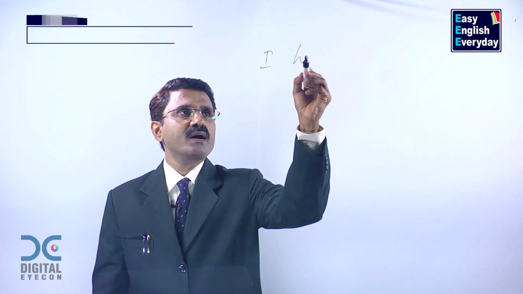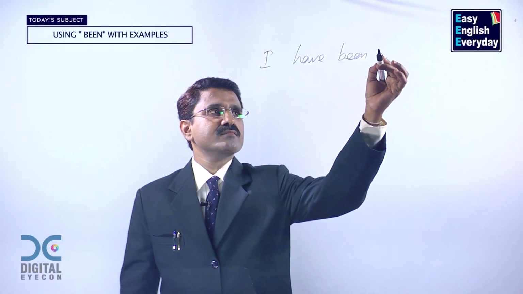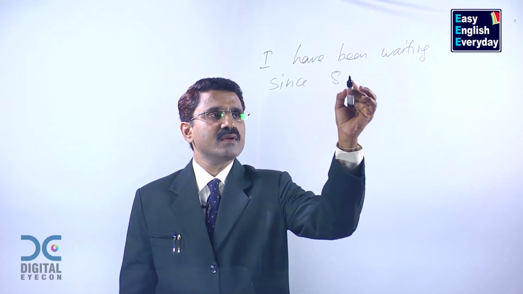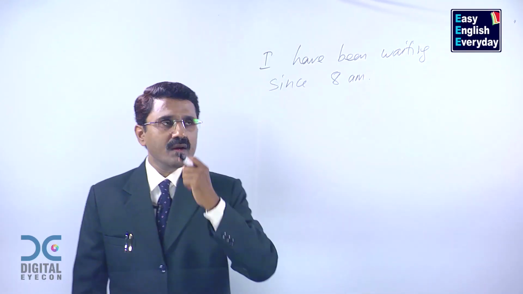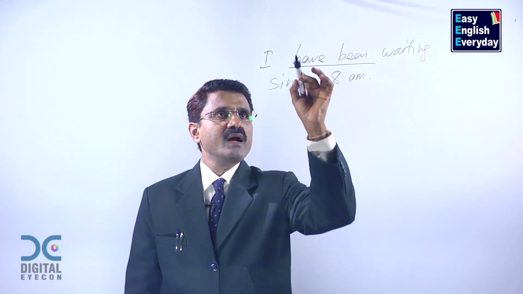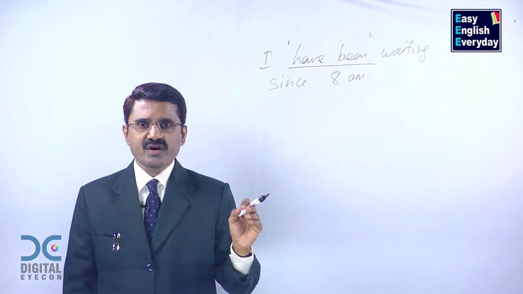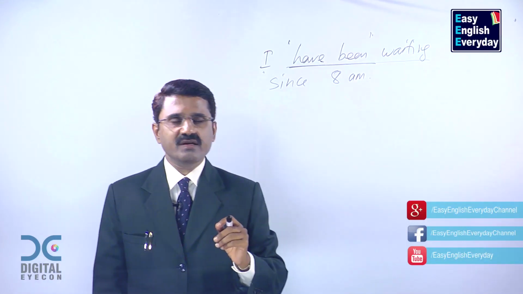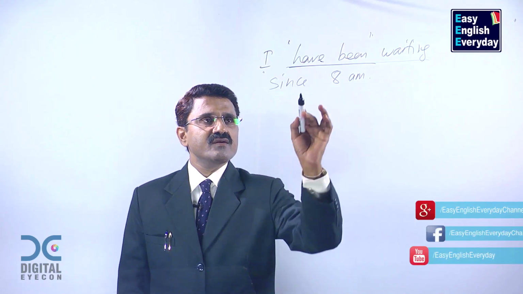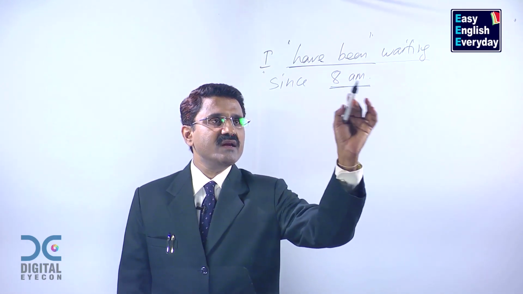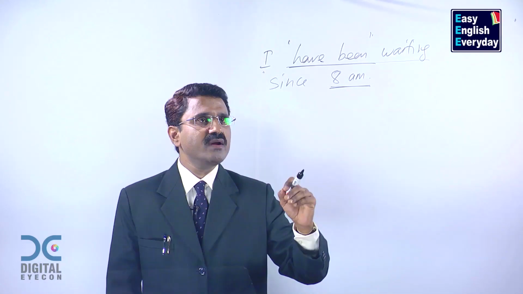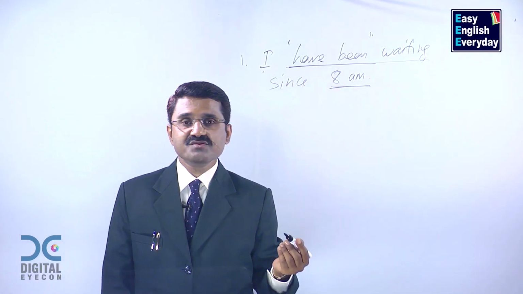For example, look at these sentences. I have been waiting since 8 a.m. Now, what am I doing here? I'm using the words have been. Call it a verb. This is subject. This is verb. I have been waiting since 8 a.m. You have to use this sentence when you are trying to say that you started waiting at 8 o'clock and even now you are waiting. It is continuing. It's still going on. Then you have to say, I have been waiting since 8 a.m.